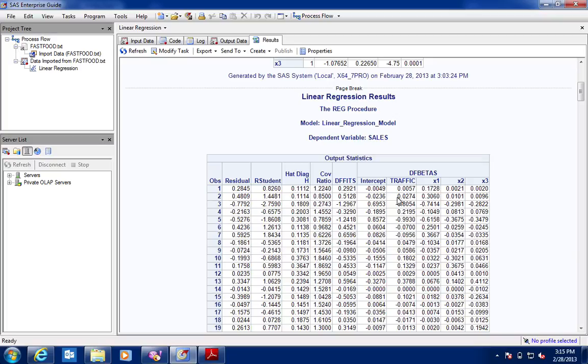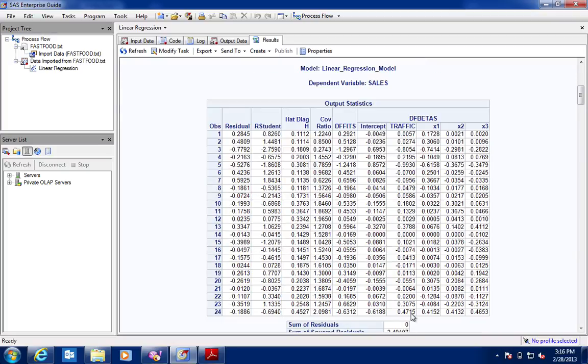For example, you are thinking about the effect of traffic on sale, then you need to look into 0.4082. Do you have any observation here more than that, 0.41 approximately? The third observation, the fifth observation, right? And the 24th observation. You see, there is some trend coming out, right? The third, the fifth, and the 24th observation. So you can say these observations are influential.